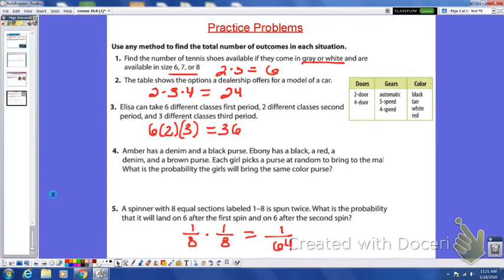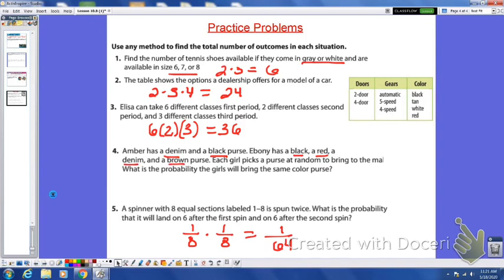Okay, number 4 was not necessarily a challenge question, but you had to think about it. Amber has a denim and a black purse. Ebony has a black, a red, a denim, and a brown purse. Each girl picks a purse at random to bring to the mall. What is the probability the girls will bring the same color purse? Okay, if we look at Amber, she has denim and she has black. Ebony has black, red, denim, and brown.